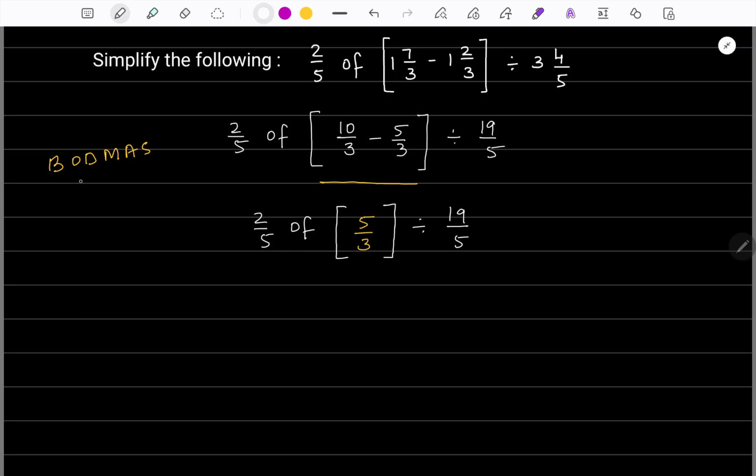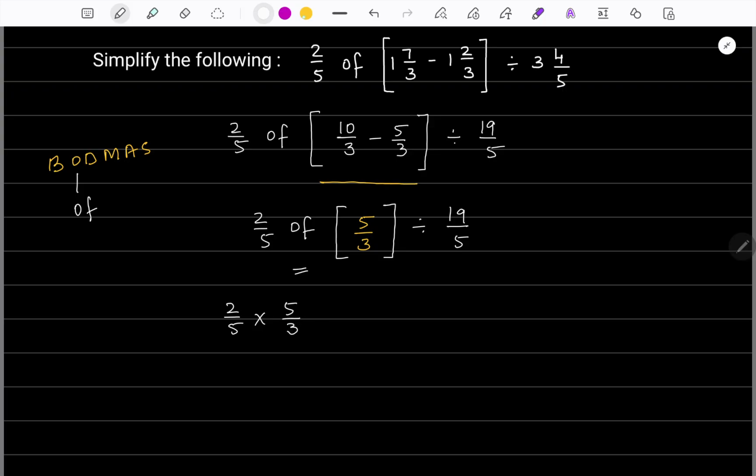Now after brackets, we have to solve the off sign. So it is here. Now we rewrite and replace the sign of off with the multiplication sign. So we will be writing 2 by 5 into 5 by 3. We have removed the brackets.